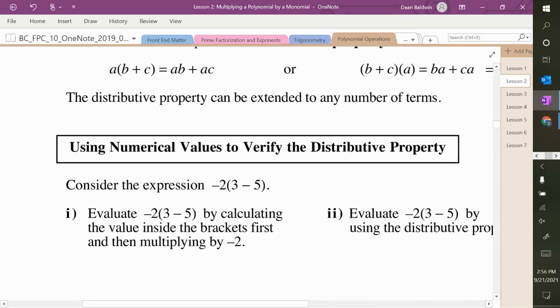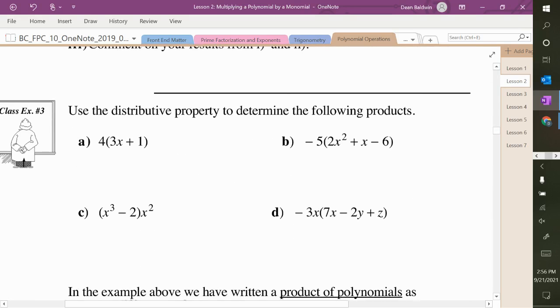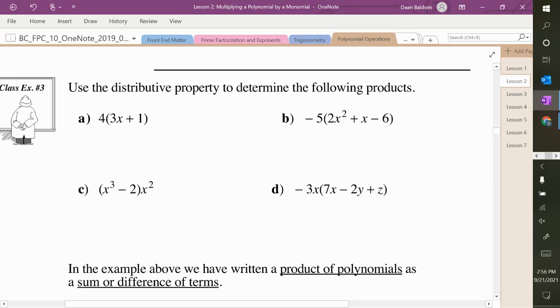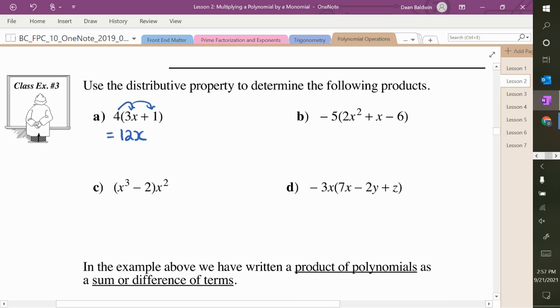Let's move down here. We're going to do these 4, and then we'll do some practice. Okay. 4 gets multiplied in. What's 4 times 3x? 12x. 4 times 1. So it's 12x plus 4.